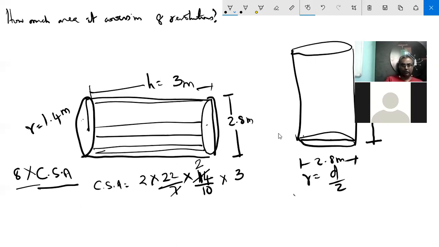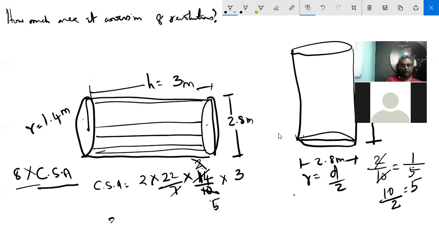2 will go how many times in 10? Divide 10 by 2, it's 5. So this is 5, and this is also 5.